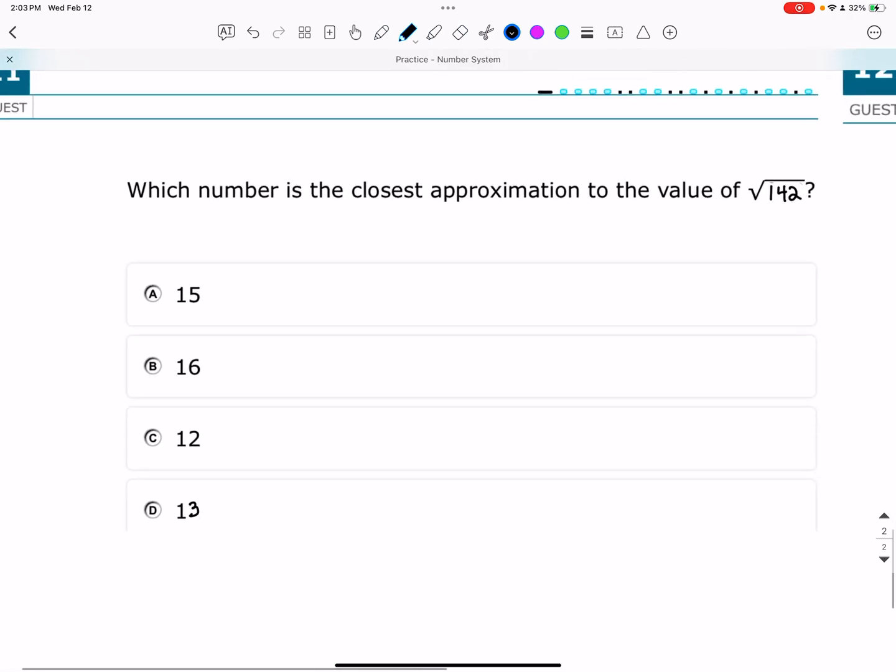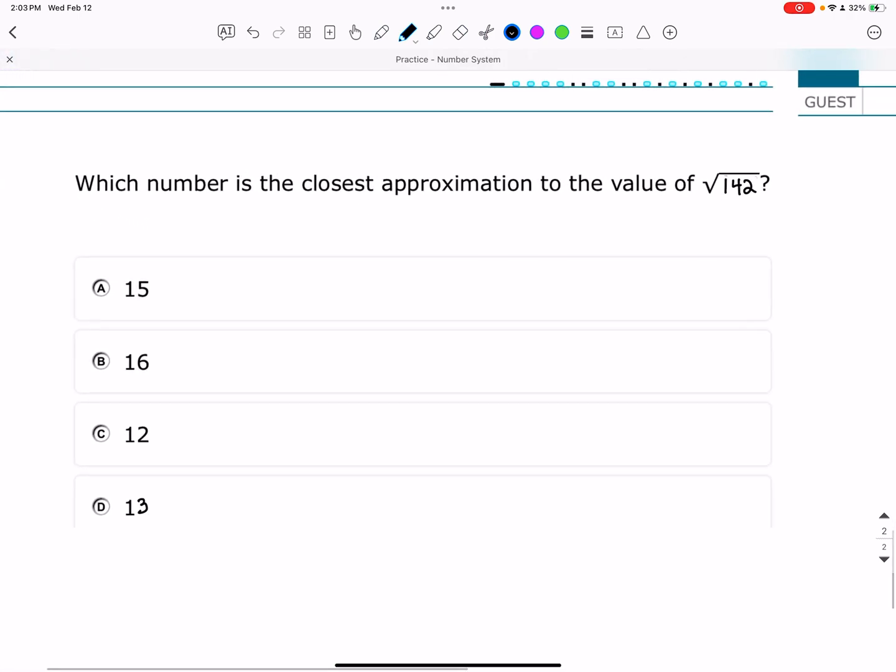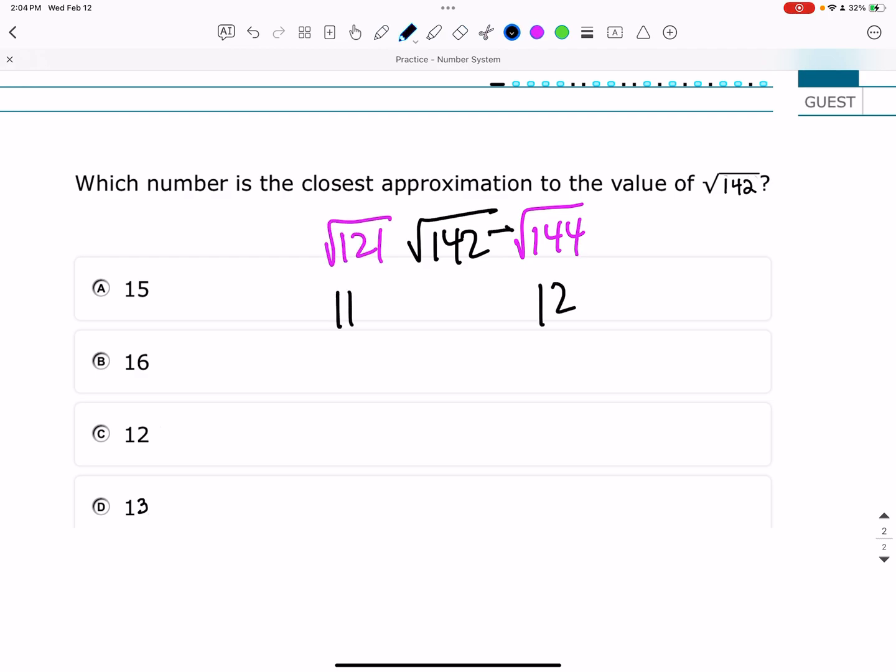This one over here. Which number is the closest to the square root of 142? I don't know the square root of 142, but I do know the square root of 144 and 121. This is 11. This is 12. This is really close to that one. Kind of far away from this one. So this is the closest answer, 12.